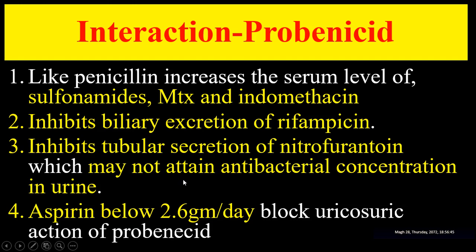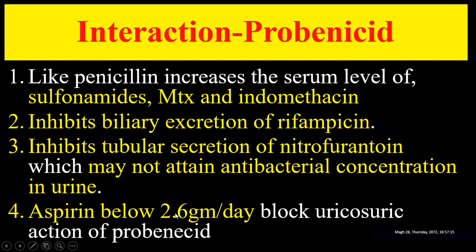And because the urine has less nitrofurantoin, it cannot kill the bacteria in the urine. So that is the urinary antiseptic. Nitrofurantoin's function is gone. So this is one of its interactions, I suppose. And as I told you earlier, aspirin below 2.6 gram per day blocks the uricosuric action of probenecid. Aspirin blocks probenecid's uricosuric action.